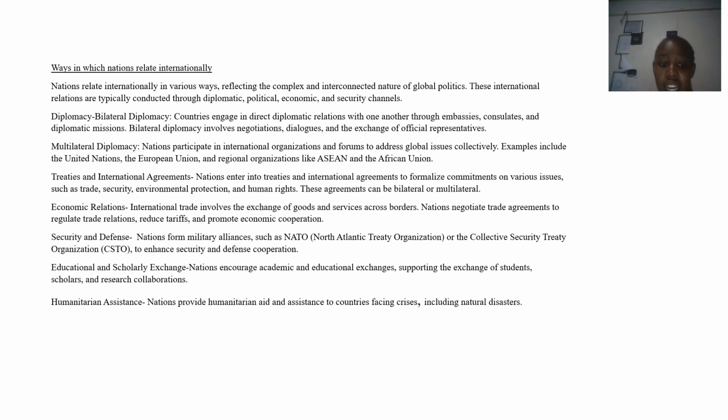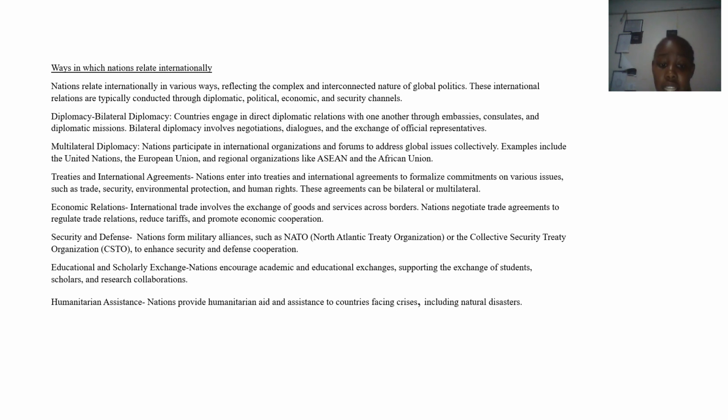Economic relations. International trade involves the exchange of goods and services across borders. Nations negotiate trade agreements to regulate trade relations. Then there is also security and defense. Nations form military alliances such as NATO, the North Atlantic Treaty Organization, or the Collective Security Treaty Organization, the CSTO, to enhance security and defense cooperation. Then there is education and scholarship, whereby one can be taken as a scholar to another country.